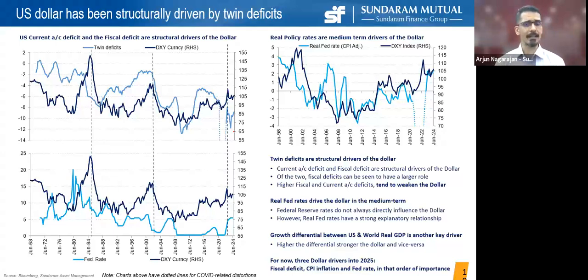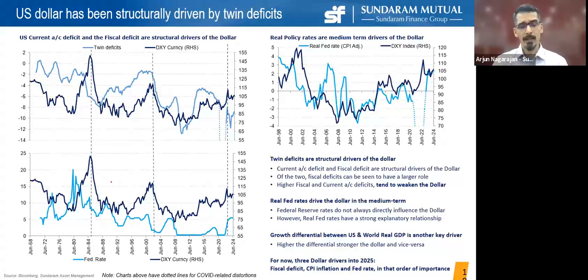Like India, India is a twin deficit country. We have current account deficits and fiscal deficits. The US and UK, which are developed economies, are also twin deficit countries, but people don't call them that way because they have a reserve currency as a backing. So the US is a twin deficit country.